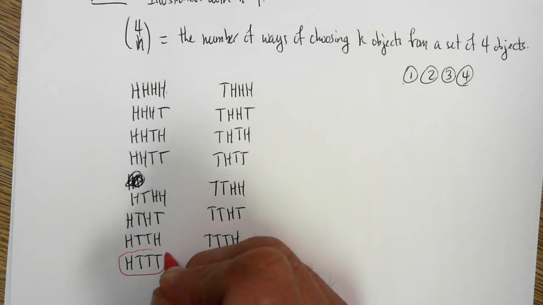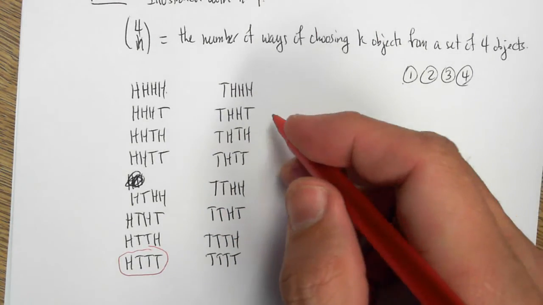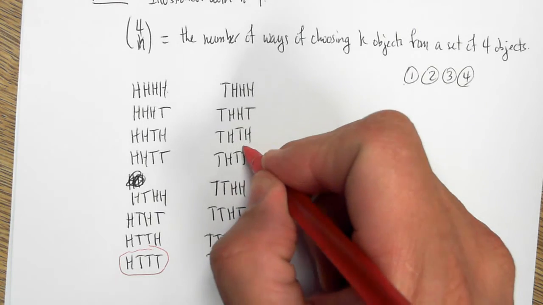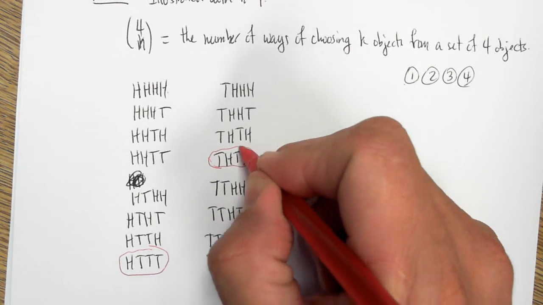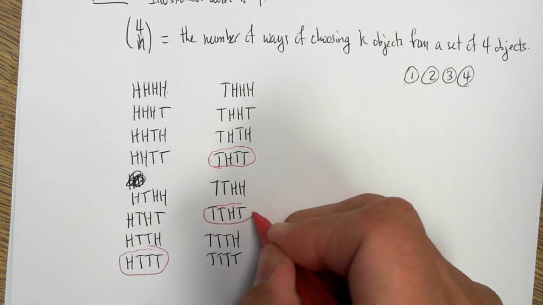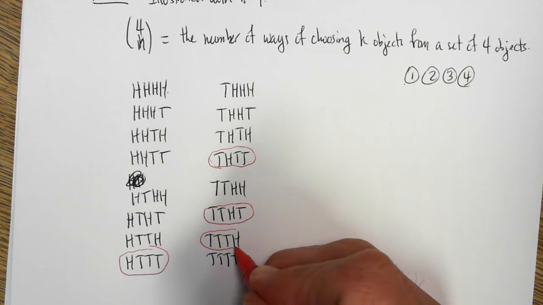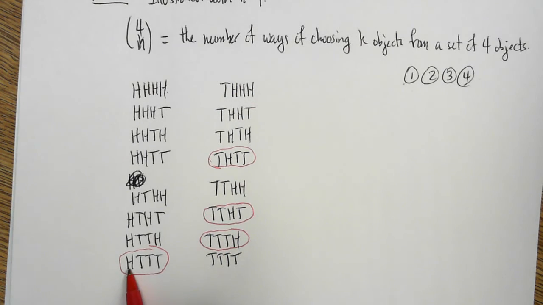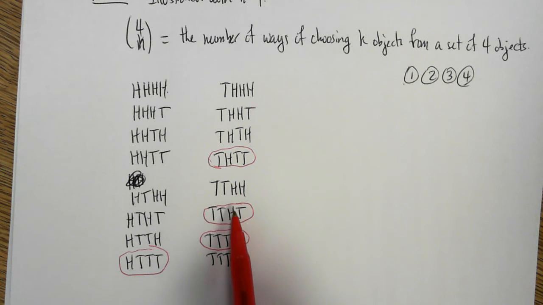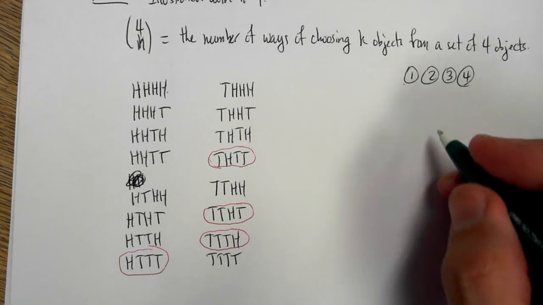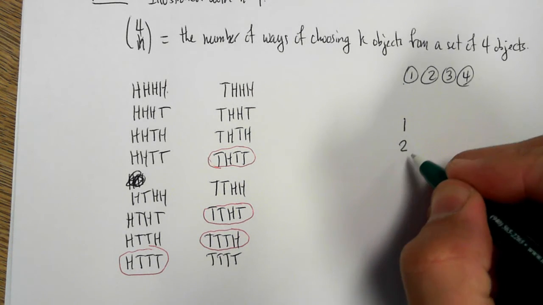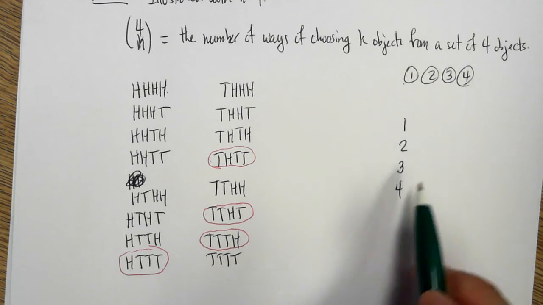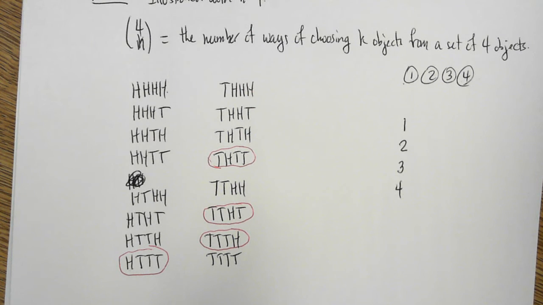Well, I'm going to circle these ways of getting one head. Here's this way here, there's one. There's another way here, that's 2. There's another way here, that's 3. And another way here, that's 4. Here, the head came on the first one. Here, the head came on the second. Here, the head came on the third. Here, the head came on the fourth. And that corresponds to the possible ways of drawing one number from this list of 4 numbers.